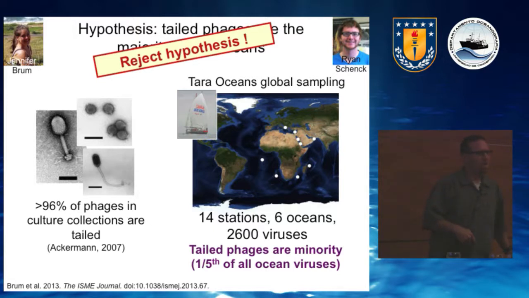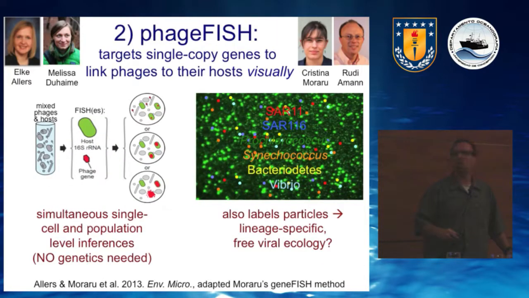The second way to be able to see is to start to link viruses to their host cells. So this is a method called phageFISH, and it targets single copy genes to be able to link viruses and hosts as follows. Essentially, you have a fluorescent in situ hybridization probe, FISH probe, to the host cell, to 16S, the ribosomal RNA we've heard a lot about, and another probe to a phage gene. And then what you can do is look for co-localization of the red and green dots, and that lets you know that that cell is infected by that virus.